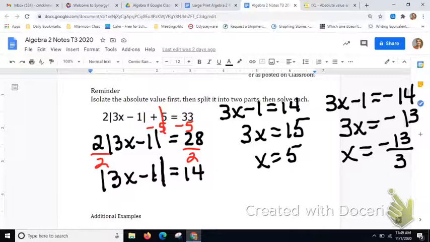Okay? So don't be holding grudges against improper fractions. This guy is a beautiful answer. Okay, he's a little bit of a pain to try to check, but remember if you did 3 times negative 13 over 3, the 3's would cancel and make negative 13.